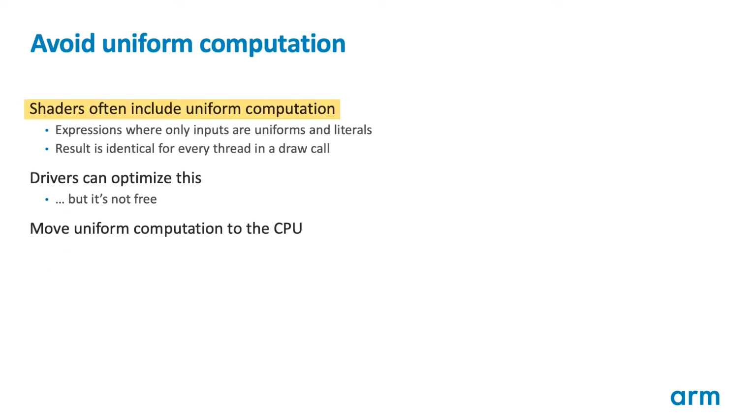Shaders often contain uniform computation, meaning computation that only depends on literals and uniforms. This computation will produce the same answer for every thread in the draw call or compute dispatch, so it's best moved out of the shader code and onto the CPU as something executed at draw time. It is worth noting that the Mali drivers will optimize this away to some extent. We really don't want to repeat the same calculations for a million threads, but there is still some overhead and it cannot be optimized away completely by the driver.